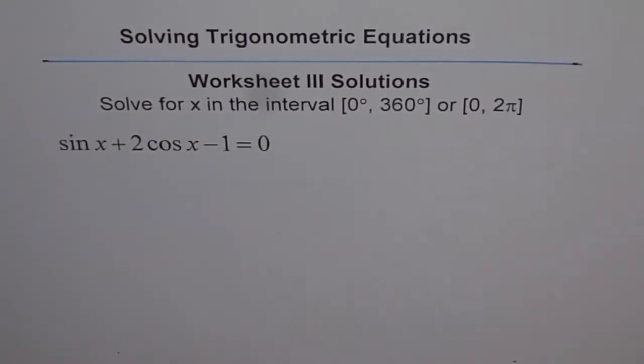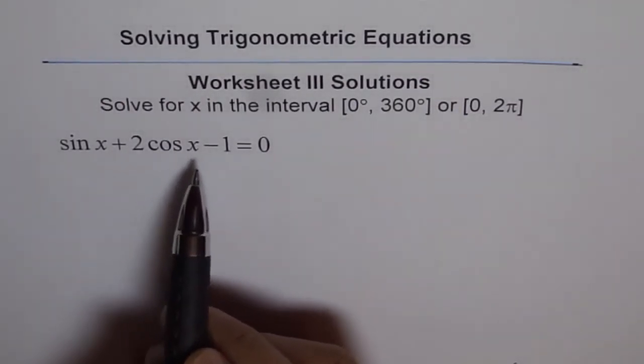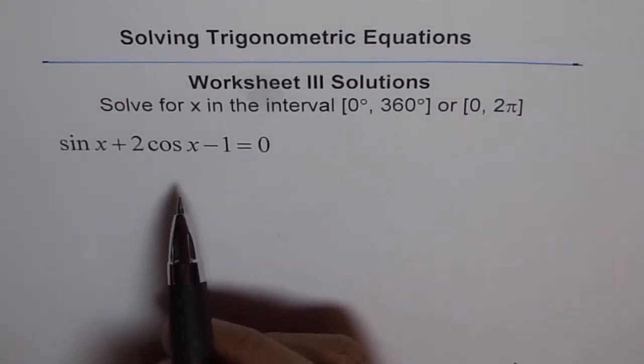Solving trigonometric equations. Worksheet 3 solutions. Solve for x in the interval of 0 to 360 degrees or 0 to 2 pi. The equation is sin x plus 2 cos x minus 1 equals 0.